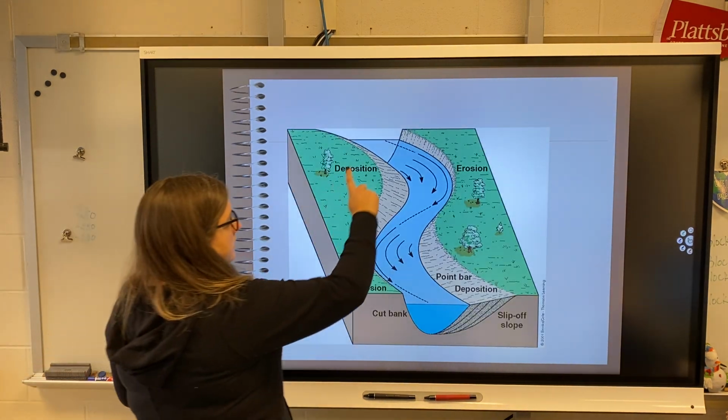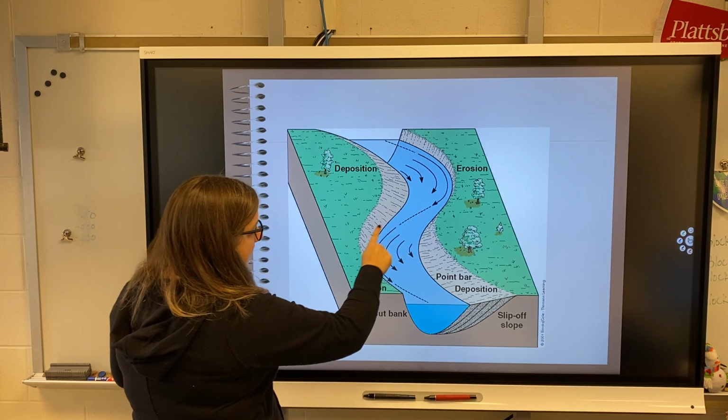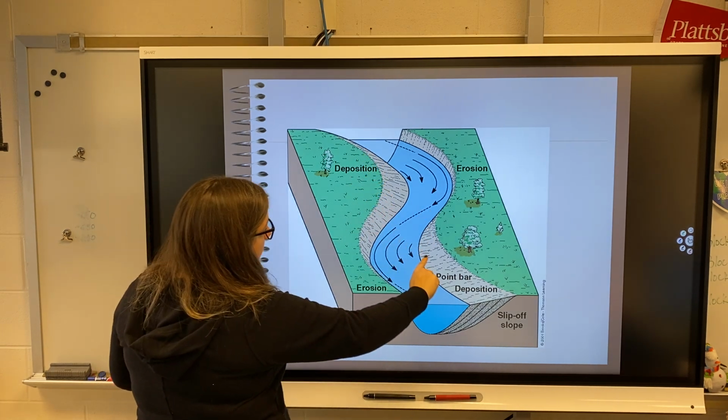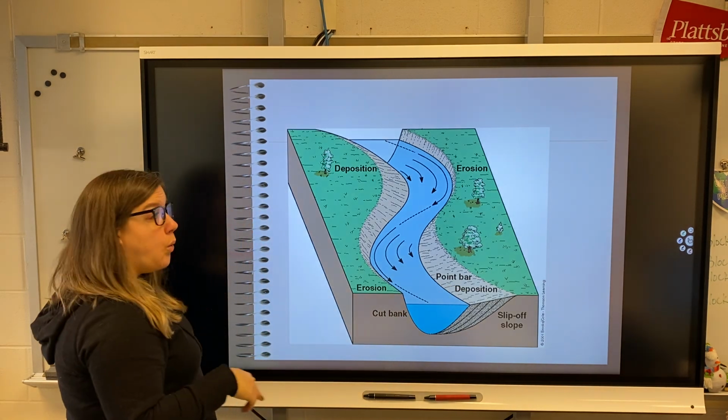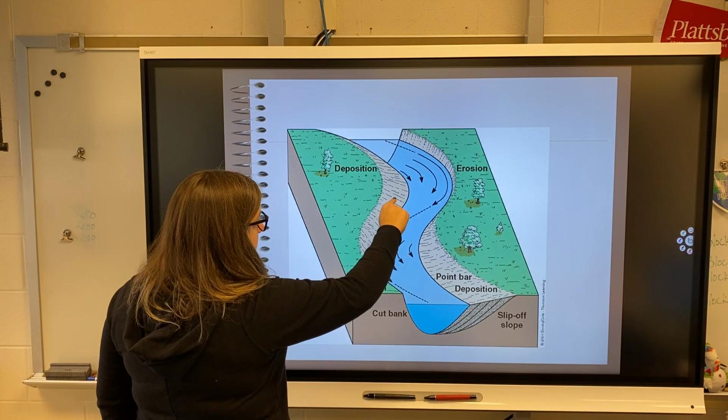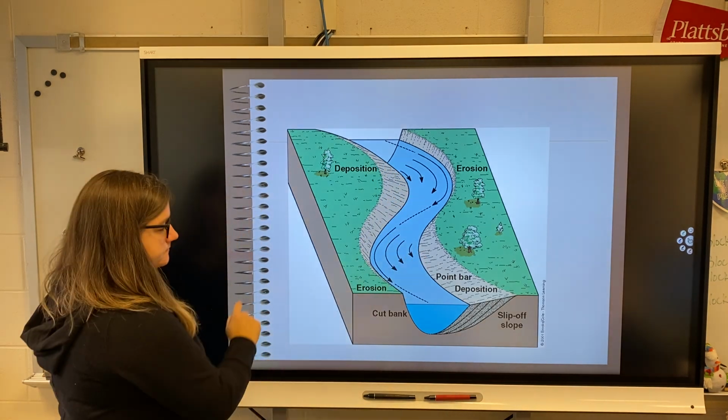So you can see here, erosion's happening, like it said, on the outsides of the curves. Deposition you can see building up on the insides of the curves. Water's moving the fastest on the outside. It's moving a little slower on the insides here.